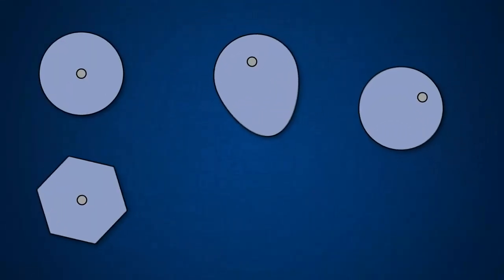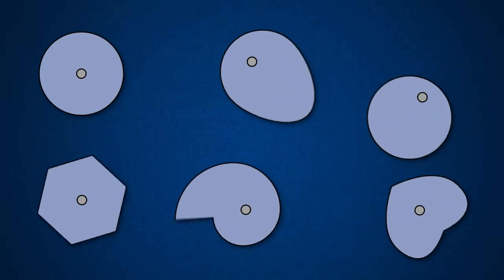The cam's shape is referred to as its profile, and there are many different types of profiles. This is an example of an elliptical cam, but there are also circular, pear, eccentric, hexagonal, snail, and heart profiles.